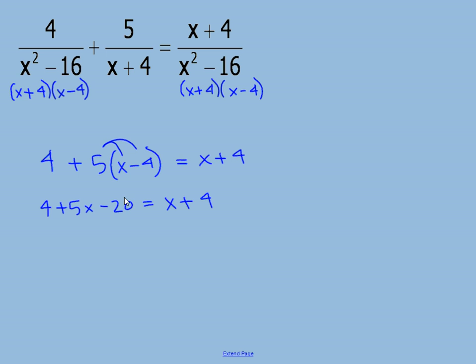If I combine all of my like terms, I move all of my x's to the left and all of my constants to the right. I get 4x equals 20. Divide both sides by 4. I get that x equals 5. I check for my extraneous solutions. I know that in my domain restrictions, x is not allowed to be 4 or negative 4. Since x equals 5, that's okay, so my final answer is x equals 5.